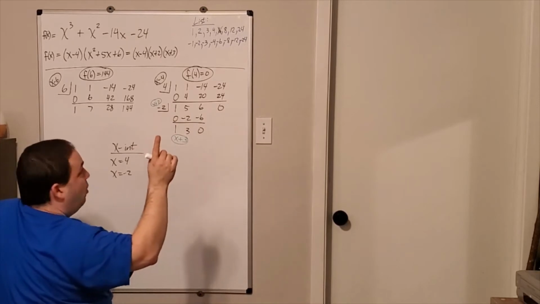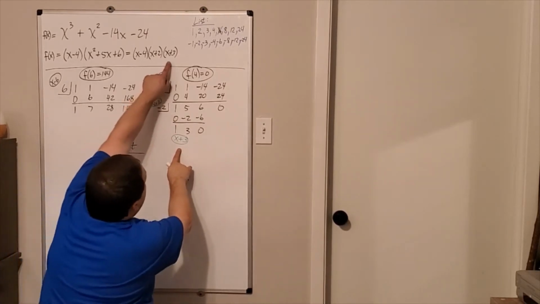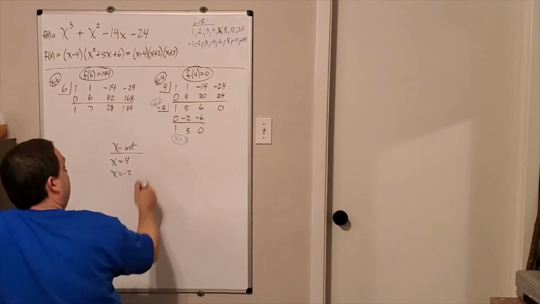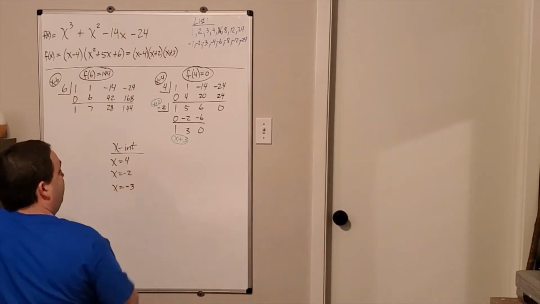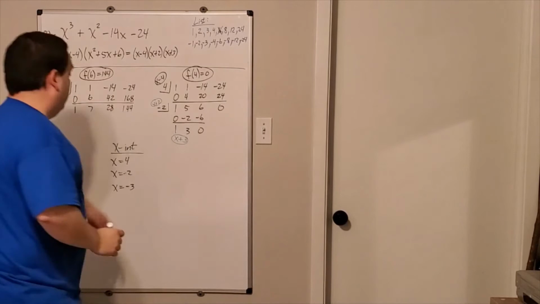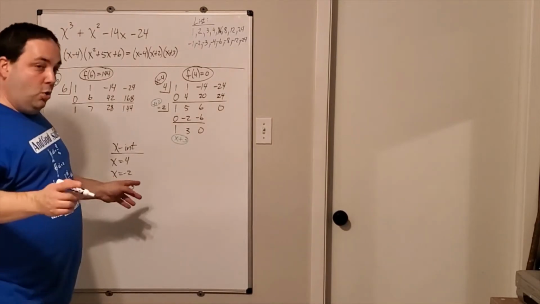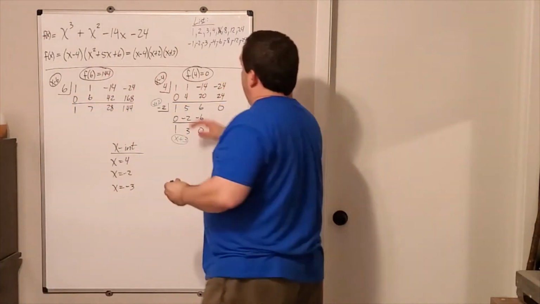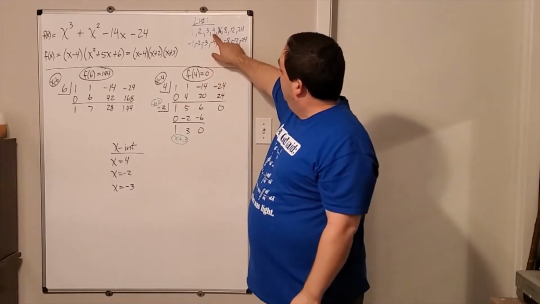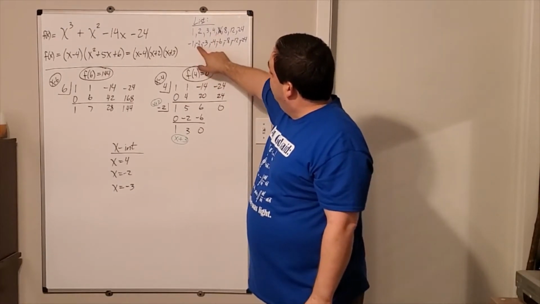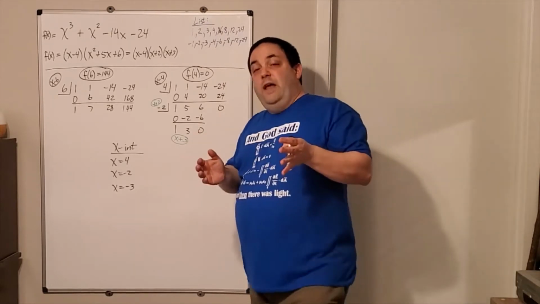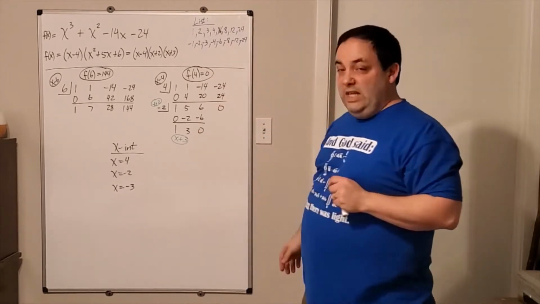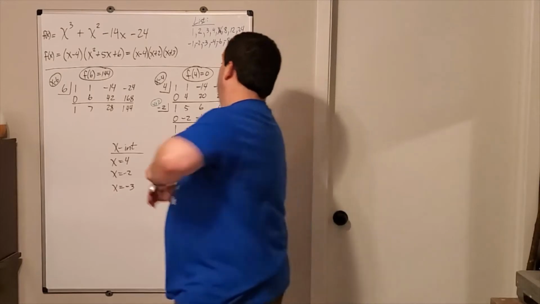But I've got one more. I've also got the x plus 3 piece. Whatever makes x plus 3 0 would be negative 3. So I have those x-intercepts. And I want you to note that all three of those appear in this list, right? We've got the 4, we've got the negative 2, and we've got the negative 3. They are actually in the list. So we would have eventually found them if we would have exhausted the list, okay?